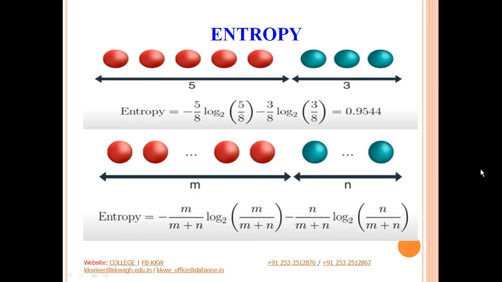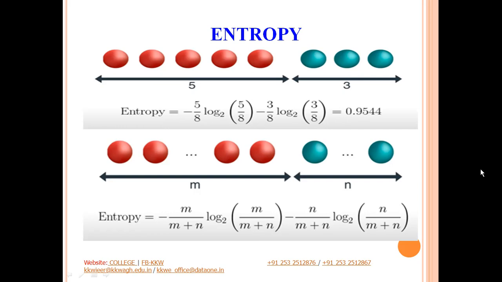If you try to generalize this formula, it would give us something like minus m by m plus n log m by m plus n, minus n by m plus n log of n by m plus n. Here you can consider m by m plus n as the positive probability, or probability of one of the outcomes, that is in this case red, and you can consider n by m plus n as the probability of your negative outcome. In this case negative means blue balls.